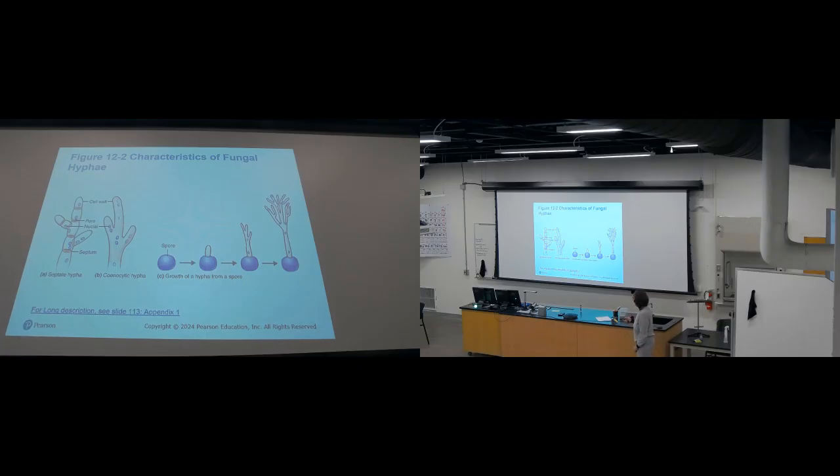And then when this fungus starts growing, the spore is released into the environment, and from the spore, hyphae start protruding, and then you form your adult form.